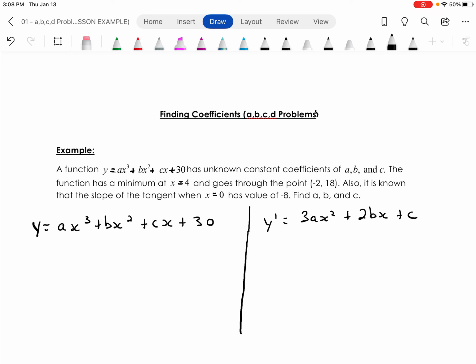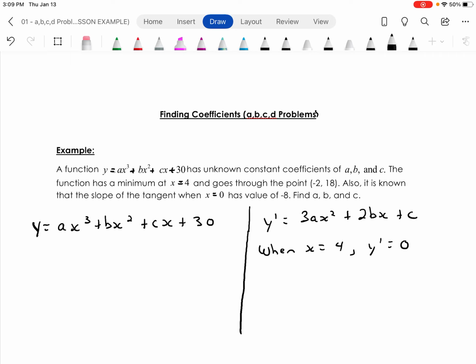And I'm just going to go in order. When you get more experience at them, you might go through and cherry pick the information that will produce the most fruit. But I'm just going to read them in order when I go through here. The function has a minimum at x equals 4. Well, if it has a minimum at x equals 4, I can go over here to the derivative and say, when x equals 4, the y prime will be 0. That's what I do know about a minimum, is that the derivative is going to be 0.